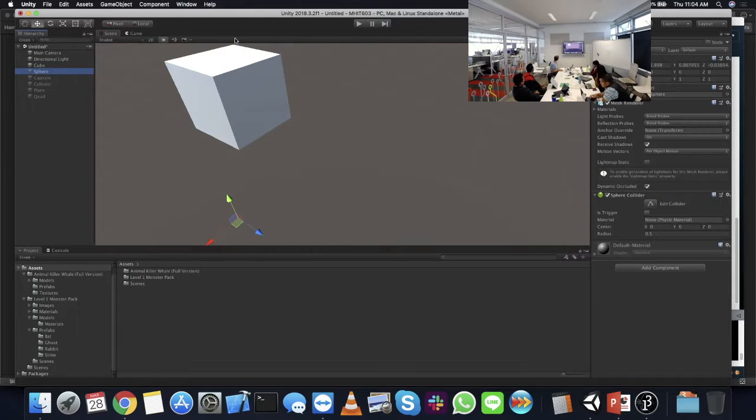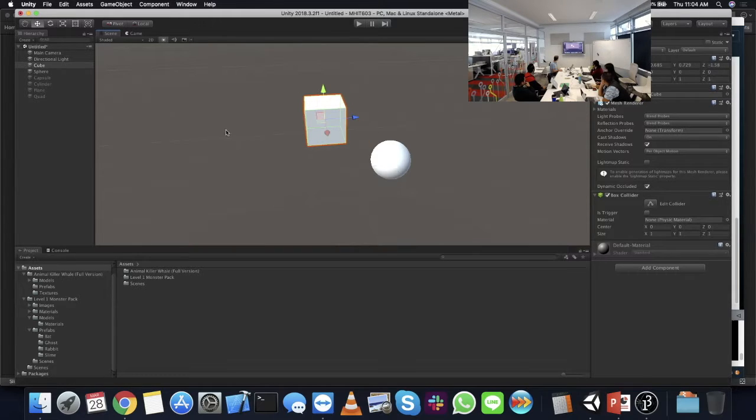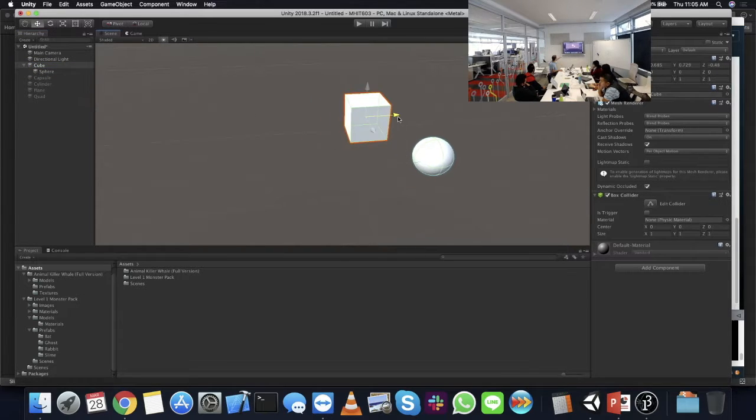But we still have sort of the same thing when we talk about the hierarchy. So at the moment, if I move my box side to side, it doesn't affect the sphere. But if I make the sphere a child of the box, if I say move the box a certain amount, it also moves the sphere by that same amount. So it's the same sort of thing.